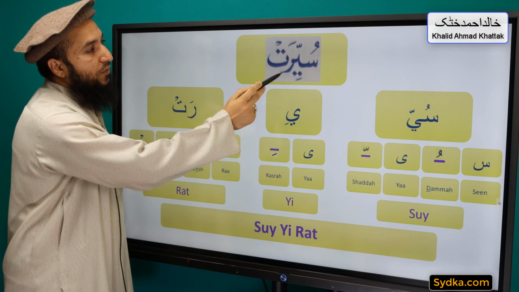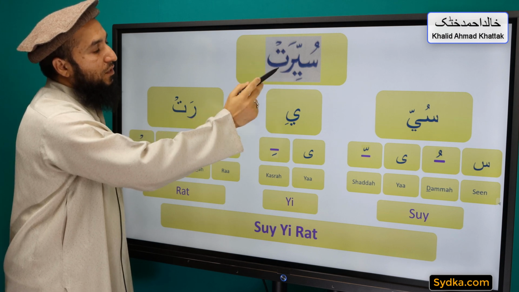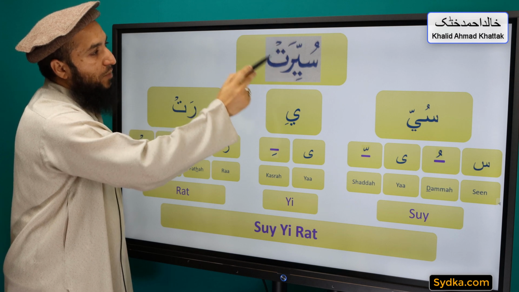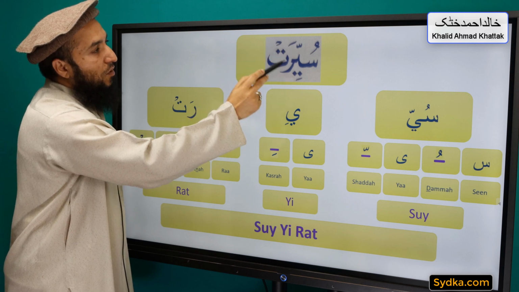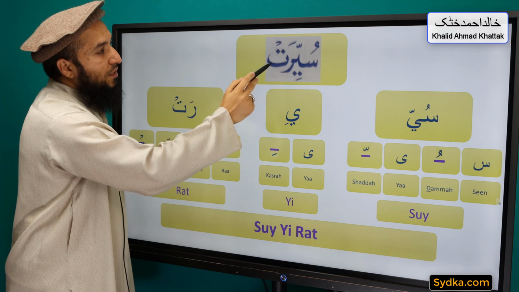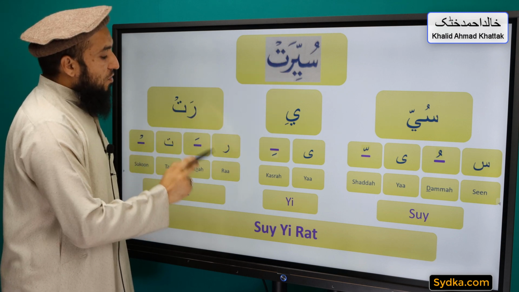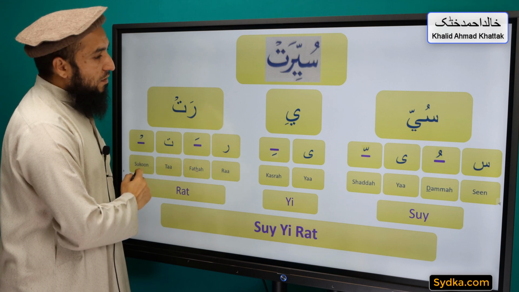The next syllable we have is ra, fatha, ta, sakun, rat. Ra is a heavy letter, in this case it has fatha on top of it, it is followed by ta, ta has a sakun. Ra, fatha, ta, sakun, rat.